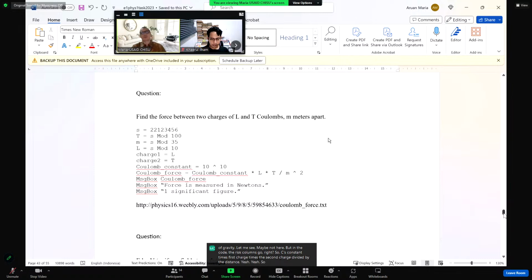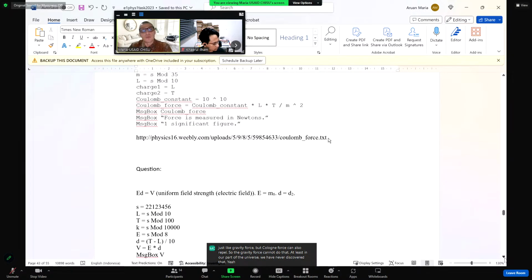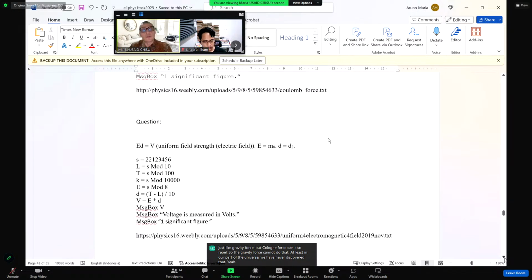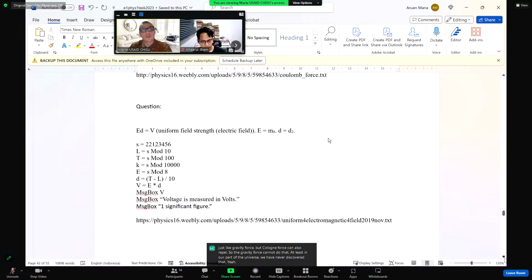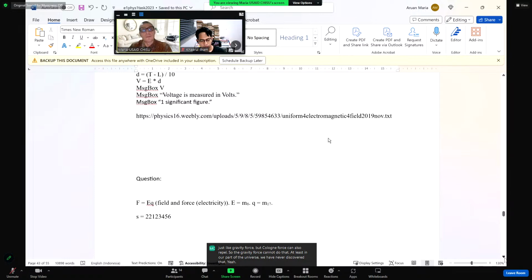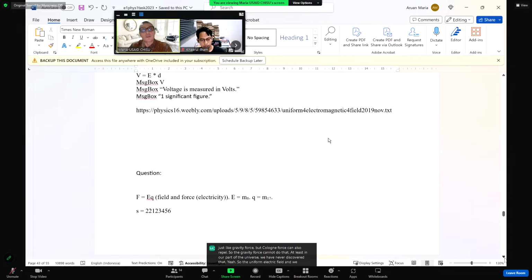So Coulomb force can attract, just like gravity force, but Coulomb force can also repel. So the gravity force cannot do that. At least in our part of the universe, we have never discovered that, yeah? So the uniform electric field, and we solve it for the voltage, right? Then a field force is intensity of electric field times charge.